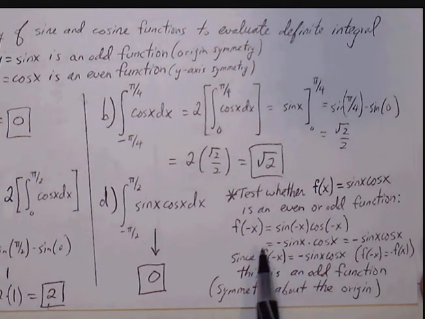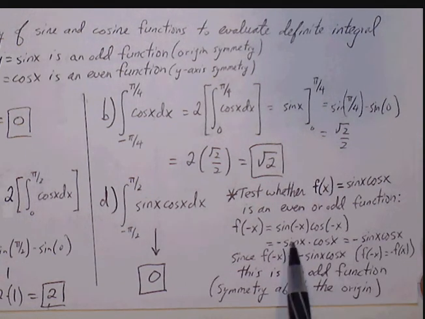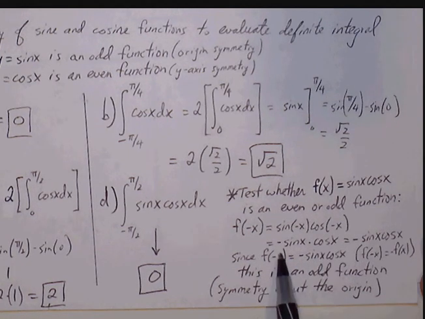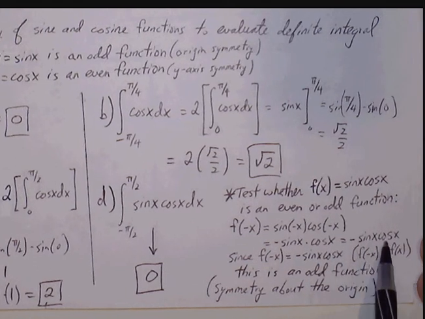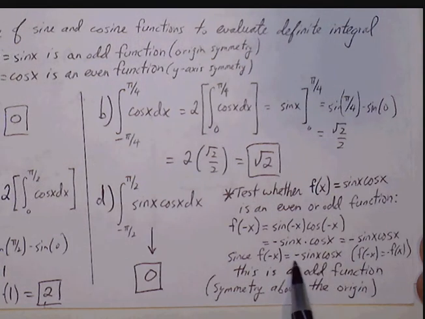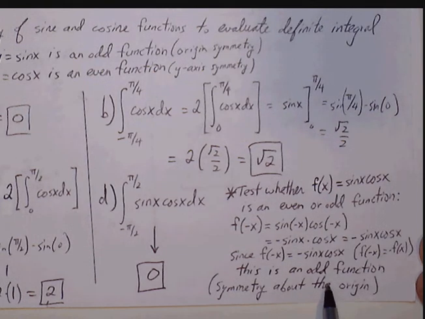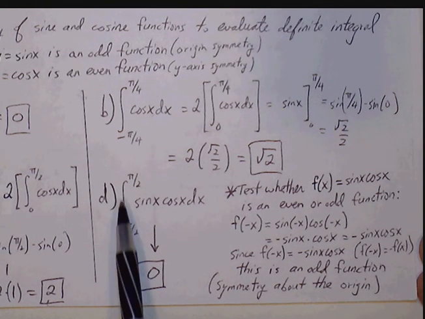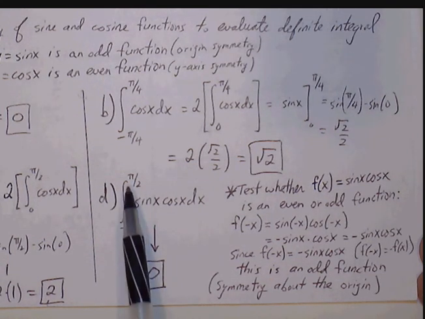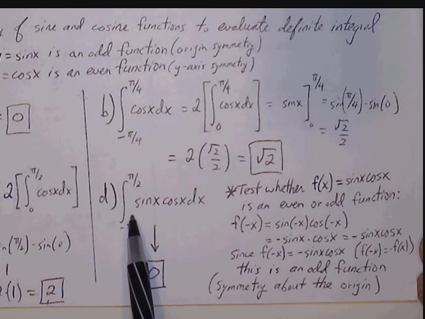So I'm going to replace every x with negative x. Sine of negative x is simply negative sine of x. Cosine of negative x is even, so that remains cosine x. So negative sine of x times cosine of x is negative sine x cosine x. So f of negative x does equal negative f of x. So since this passes the test of an odd function, we know this is an odd function. If it's an odd function, and we're trying to find the definite integral from one bound to the next, with both bounds the same distance away from 0, then the positive and negative will cancel out, leaving us with 0.